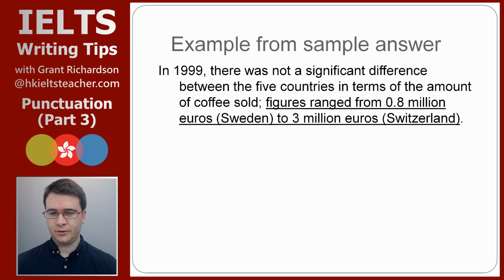Normally, people would use a full stop where there is a semicolon, but you can use a semicolon because this second sentence builds on the first sentence. It extends the information given in the first sentence. It doesn't change the topic at all.